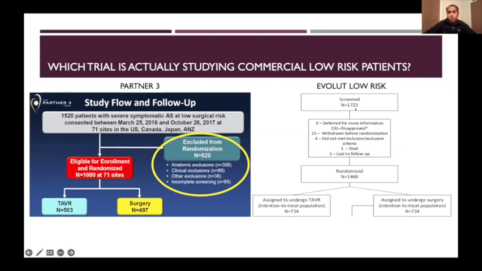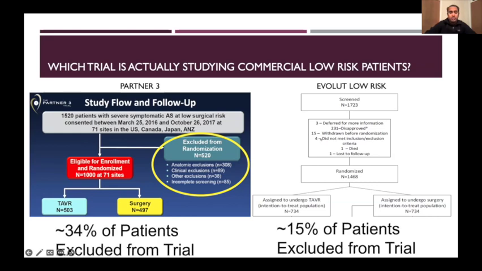Whereas with Evolut Low Risk, you had a screen fail rate that was significantly different. 34% of patients in PARTNER 3 were screen failed, predominantly because of anatomic reasons, whereas in Evolut Low Risk, only 15% were screen failed. A dramatic difference. And you could argue that Evolut Low Risk is probably a better indicator of what you have in your day-to-day population as far as commercial low risk is concerned.